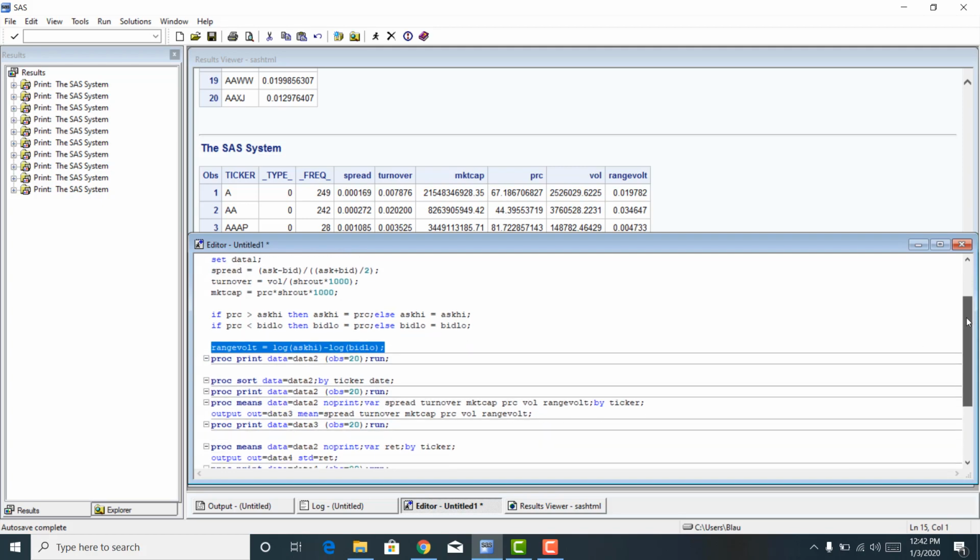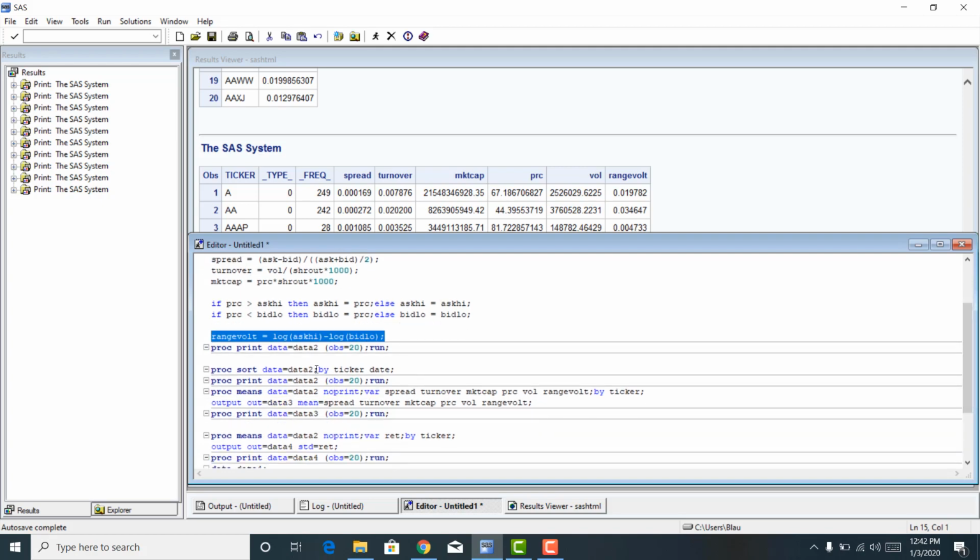Okay, and then we sorted the data by ticker by date, and then we ran a SAS procedure, which basically calculated the mean of these variables we created in the previous data step. We calculated the mean by ticker. So we took, for instance, the mean share price for each stock across the 250 trading days or so. Okay, and we came up with a new SAS data set.